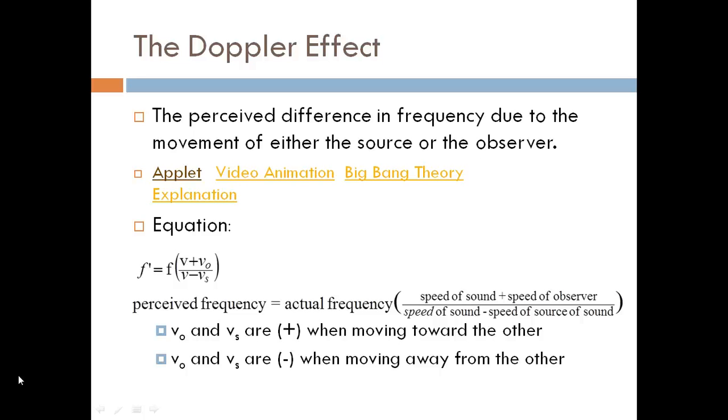So for this equation, the sign convention is that you have to make the speed of the observer and the source positive when they're moving towards each other and negative when they're moving away from each other. And I'll show you how that works out on an example problem.